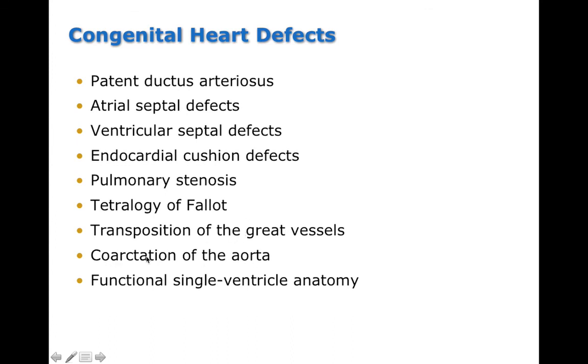We have coarctation of the aorta, which is a narrowing of the aorta that puts a lot of stress on your left ventricle. And then we have this functional single ventricle anatomy where you don't develop a ventricular septum, and so the ventricle is just one large ventricle that connects with the pulmonary trunk and aorta. This leads to a lot of mixing of pulmonary and systemic blood, which again leads to pretty excessive cyanosis.